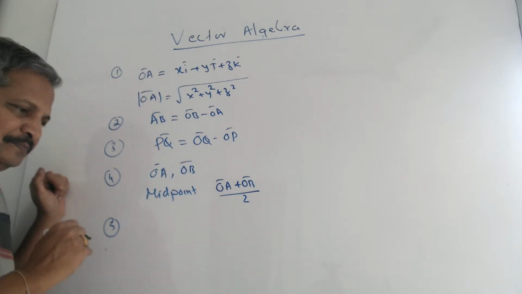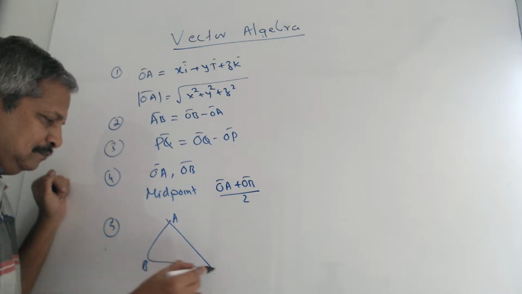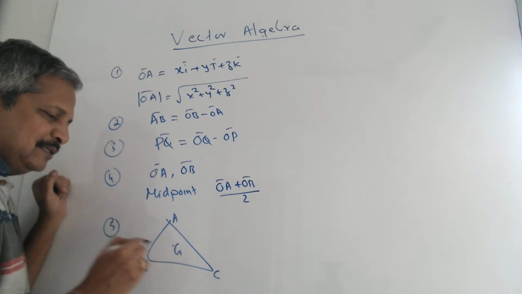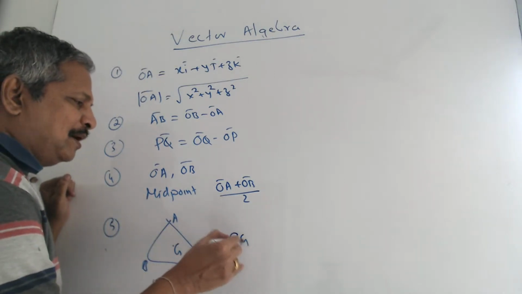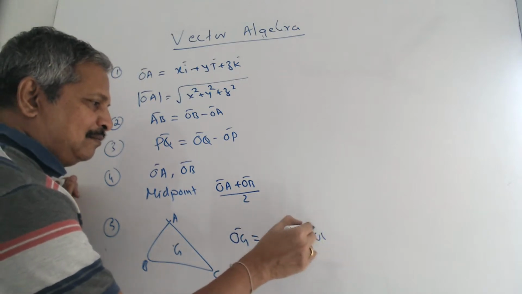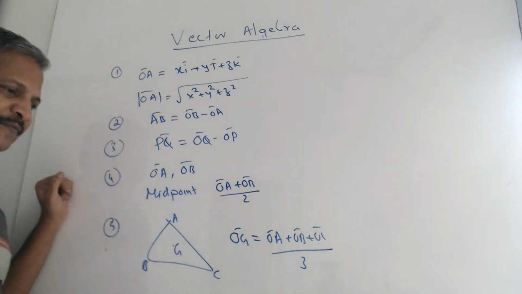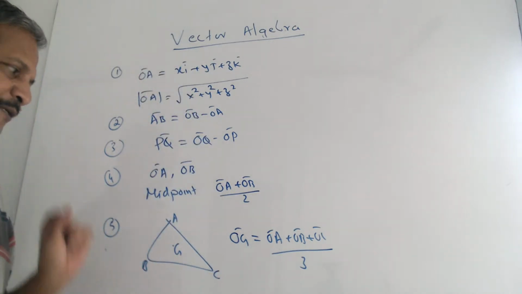Next point. If we take a triangle whose centroid is G, then OG bar is equal to OA bar plus OB bar plus OC bar by 3. That is, OA plus OB plus OC by 3 is the centroid of a triangle. Next.